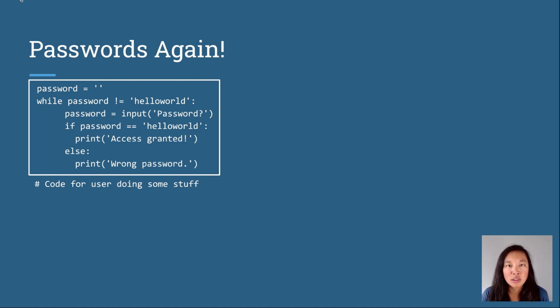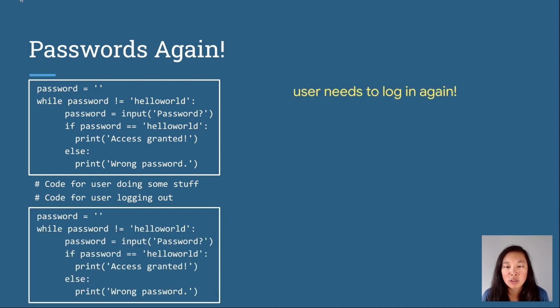What if we want to continue with that code? And once the user logs in properly, we're going to write some code for the user to do some things. And eventually, we'll probably have to write some code for the user to log out as well. And once they're logged out, we probably want them to log in again. So what should we do there?